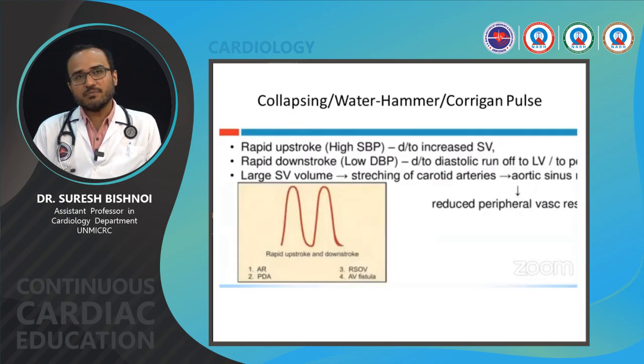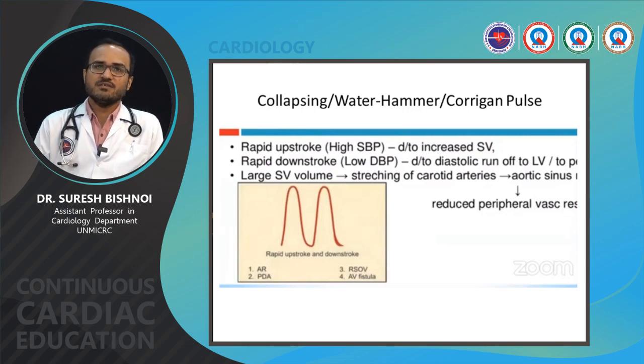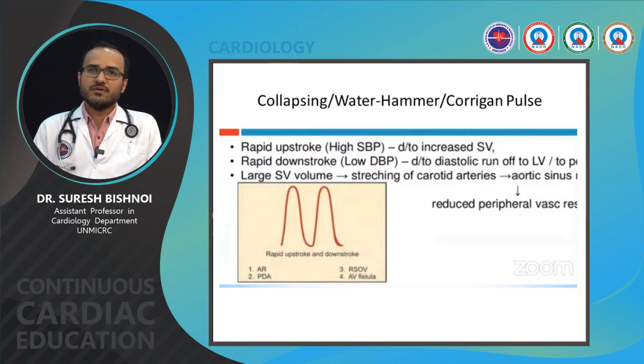Next, a common type of hyperkinetic pulse is a collapsing pulse, also known as the water hammer pulse or Corrigan's pulse. In this pulse, there is a very rapid upstroke. The initial portion of the pulse during systole is a very rapid upstroke, leading to very high systolic blood pressure, and this is basically contributed by increased stroke volume. Then there is a rapid downstroke during systole, and there is a low diastolic blood pressure.